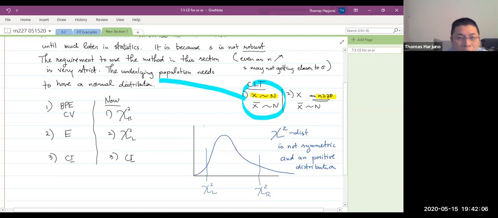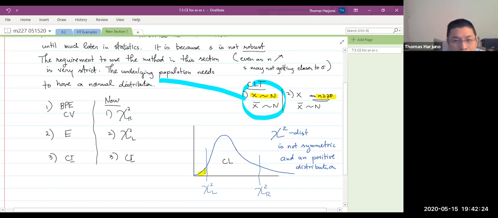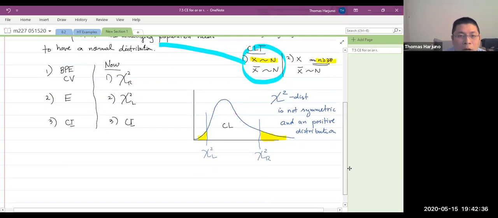Okay, now the idea of confidence level is still here. The confidence level is still the area in the middle. And then you divide the remaining by 2, that will be the area on the left and right tail. So this is the area on the left tail, and the area on the right tail will be the same. Now, how do we punch that chi-square left, chi-square right? It depends. You need to already program your inverse chi-square on your calculator. Okay, but let's start with an example.